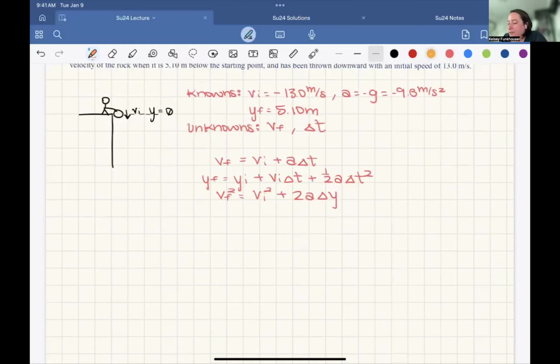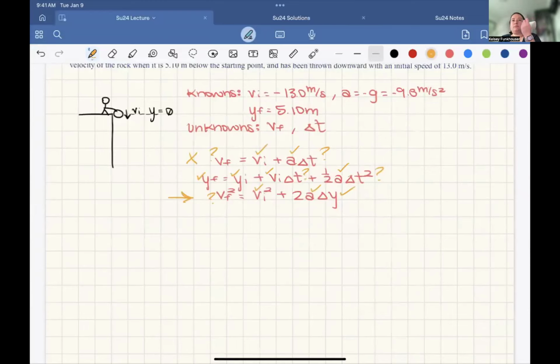Let's look at these. In the first, we don't know the final velocity. We know initial and acceleration. We don't know the time interval. That one's not going to work. In the second, we know the final and initial position. We know the initial velocity. We don't know the time interval. And then this one, we don't know the final velocity, but we know the initial, we know the acceleration, and we know the displacement. So it looks like this is the equation we want to use.